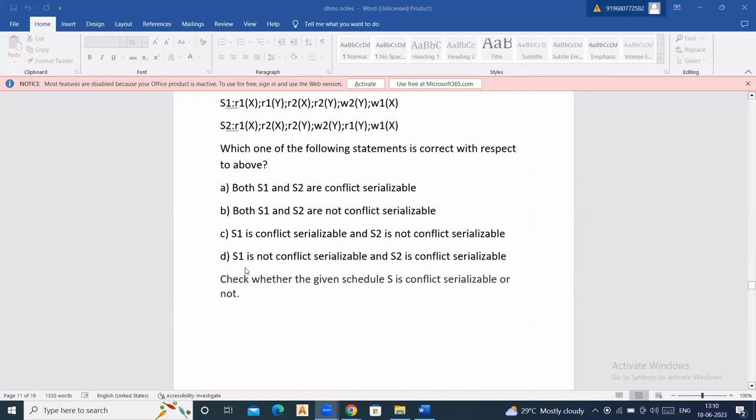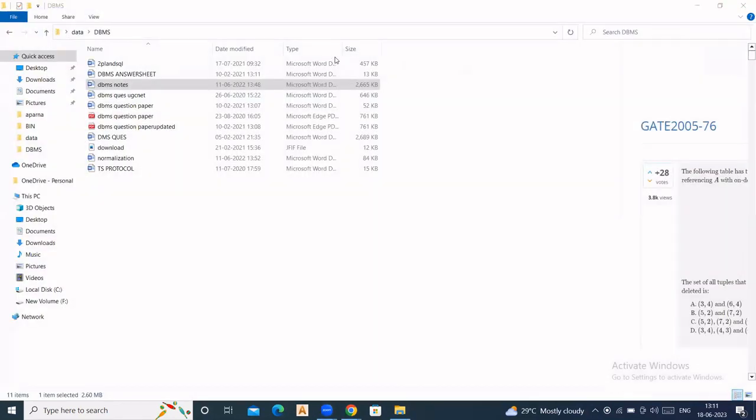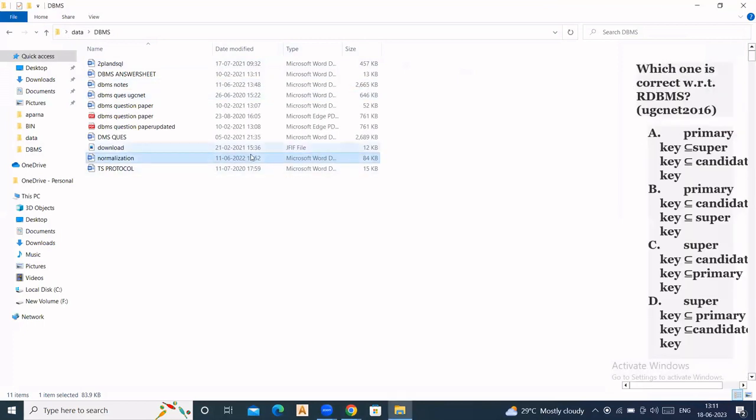Actually, for normalization, I think I have a separate file. Just a second, I will open my file next. Normalization. After finishing normalization, I will do it.